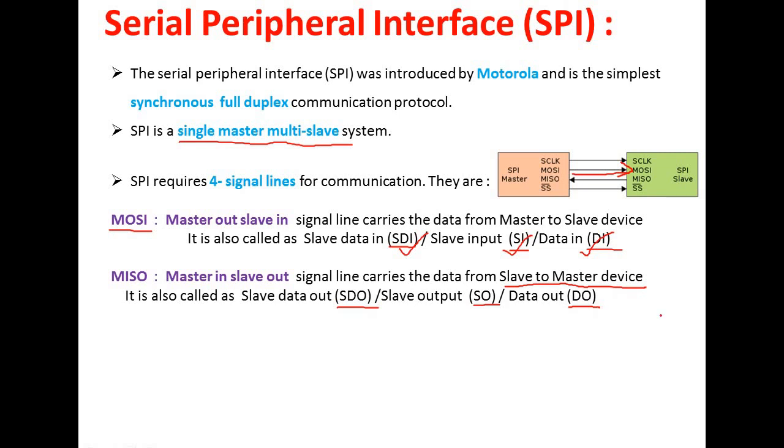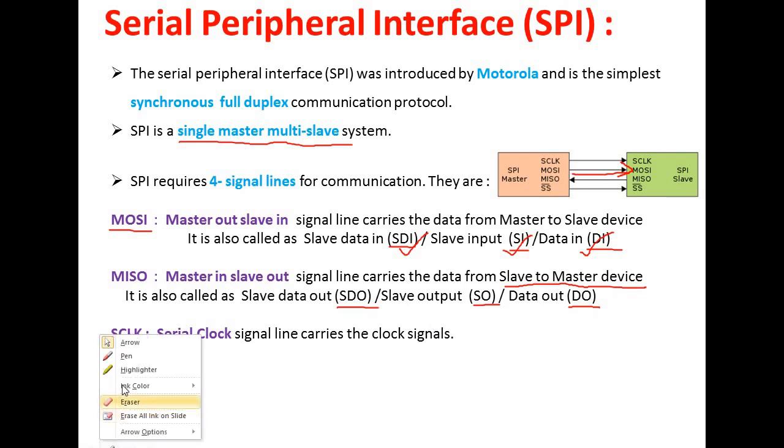Next, serial clock. The serial clock signal line is used for carrying the clock signals. The master is the one which generates this clock signal, and the data transmitted between the master and slave is synchronized with the help of this clock signal only.